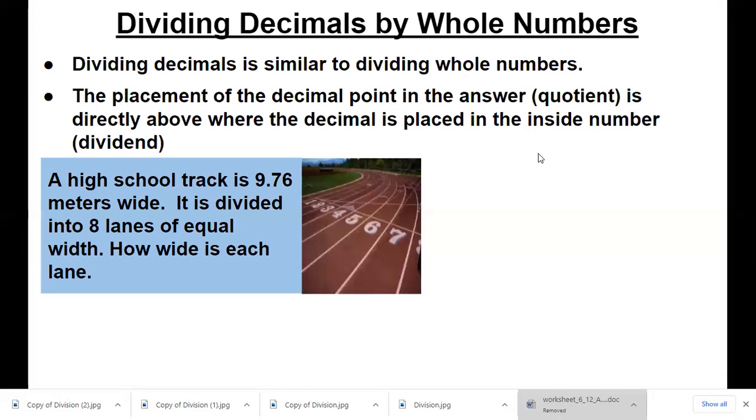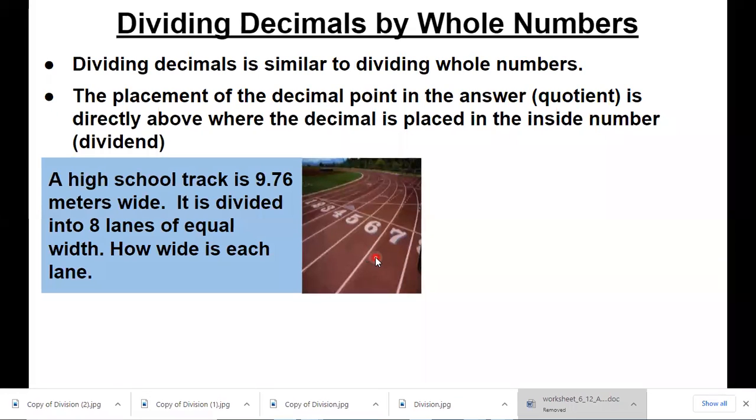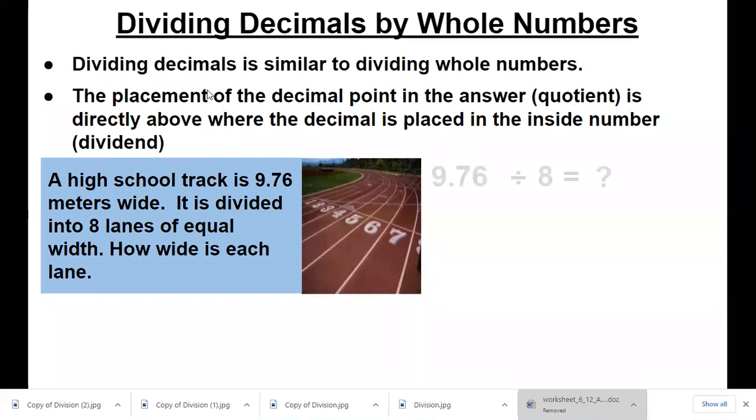So for example, here's a word problem. A high school track is 9.76 meters wide. It is divided into 8 lanes of equal width. How wide is each lane? So how wide is each one of these little lanes right here? Lane 5, 4, 3, 2, 1, lane 7, 8, 6. How wide are they? So it's a division problem. So it's 9.76 divided by 8.